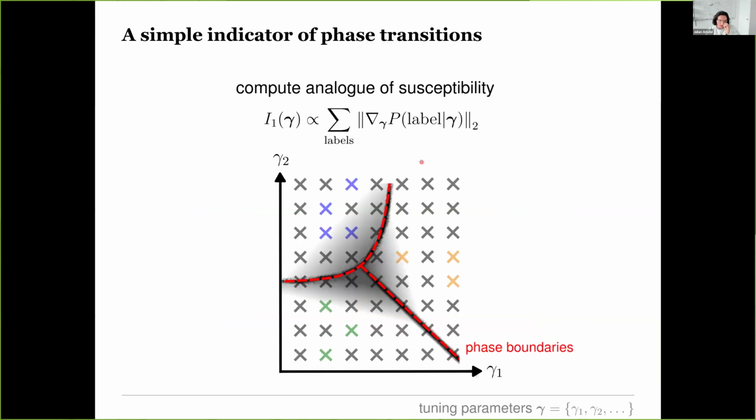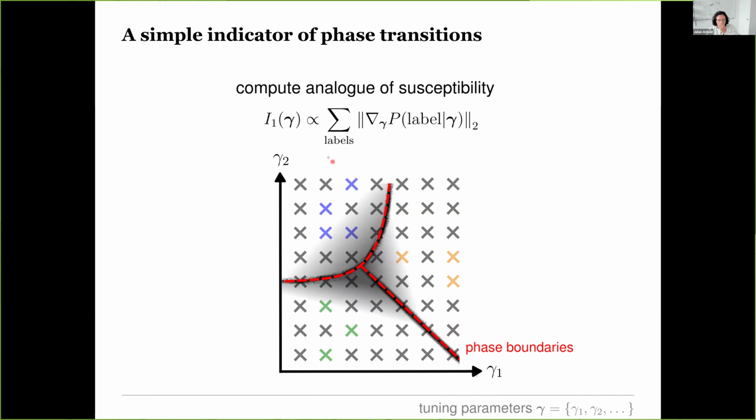And then once we have these pseudo order parameters, we can also compute an analog of a susceptibility. By susceptibility here, I loosely mean a derivative of some property of our system with respect to a tuning parameter. In that case, we consider these order parameter maps, P of label given gamma. We compute their gradient, take their L2 norm, and sum over all different labels. And this quantity is going to be proportional to our so-called indicator of phase transitions.